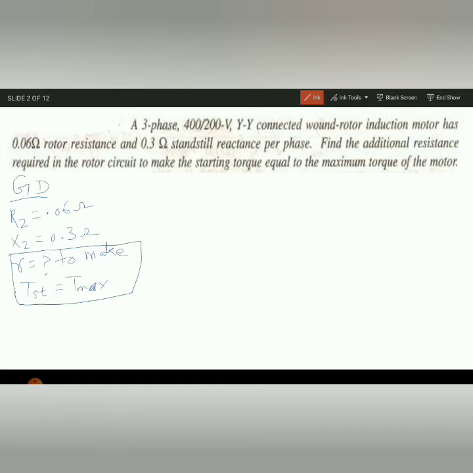Now when we read the question, a three phase 400 volt supply is given, connected to a wound rotor induction motor, which has this much rotor resistance and this much rotor reactance at standstill condition. Now what we have to find out is the additional resistance required in the rotor circuit to make the starting torque equal to the maximum torque.